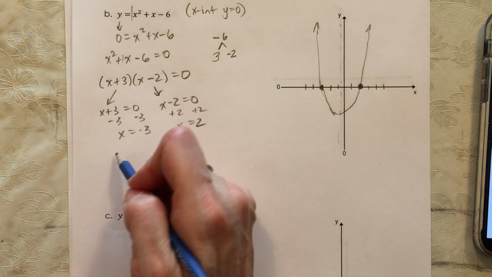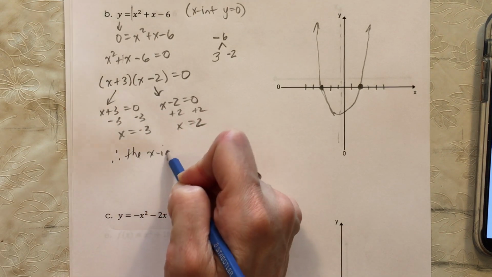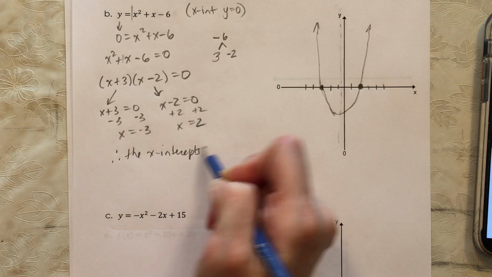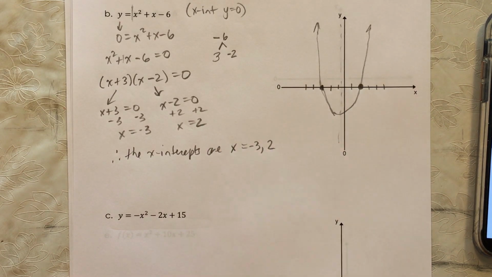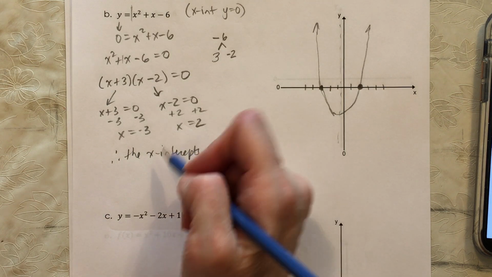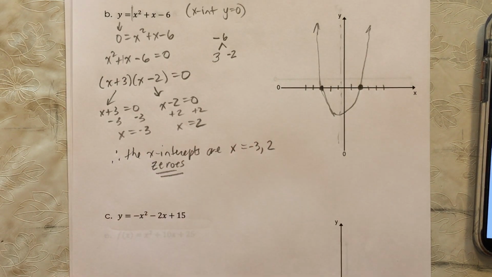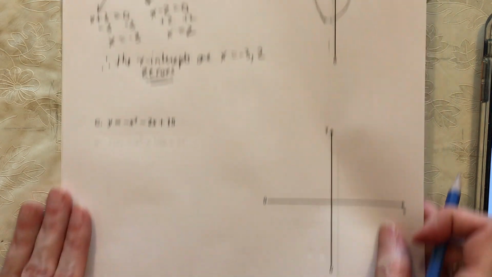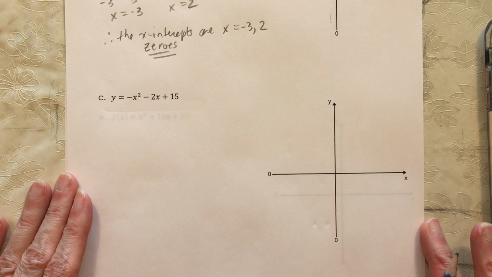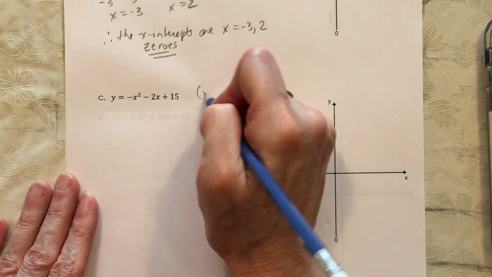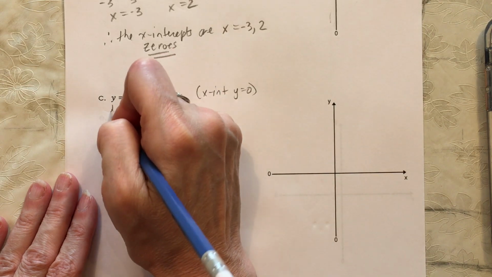Here maybe I'll do a little therefore statement. So therefore the x-intercepts are -3 and 2. Okay, and remember these are also called zeros. Okay, C. So for the x-intercept, set y equal to 0.